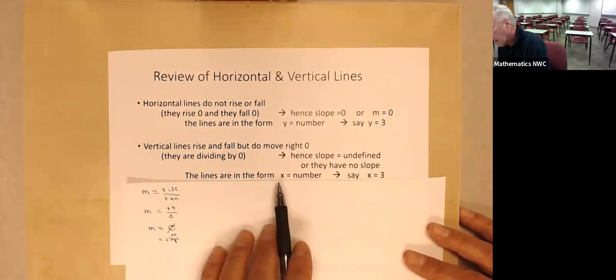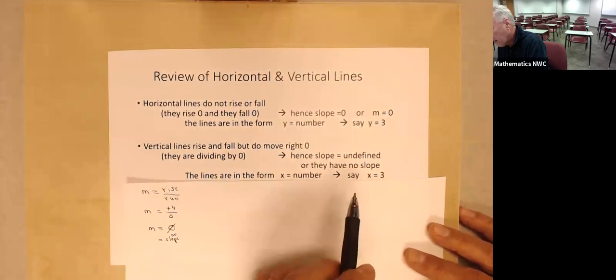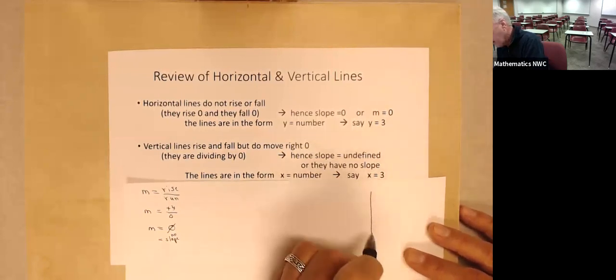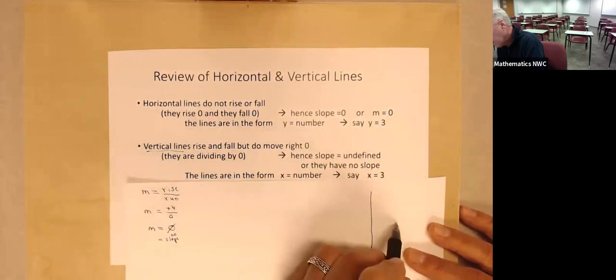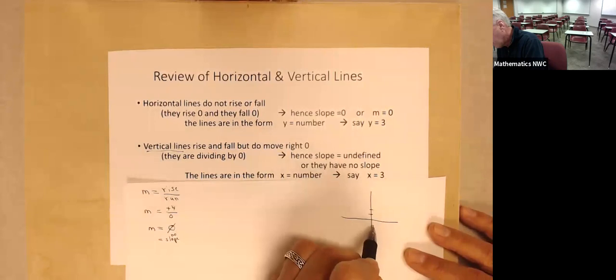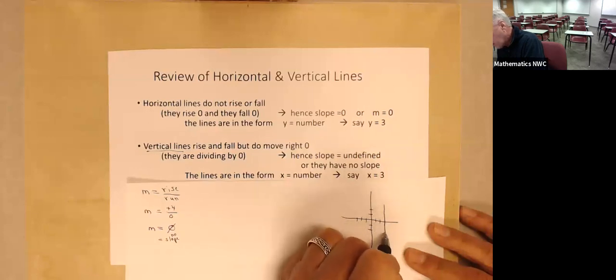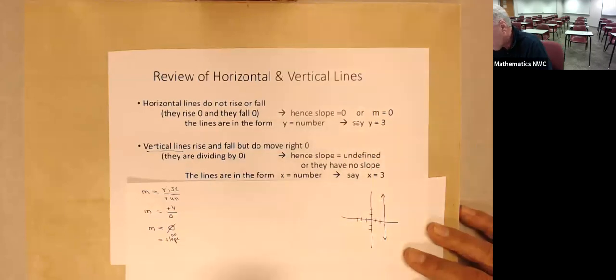Those lines are in the form x equal to a number. So if I have x equal to some number, it's going to be a vertical line, in this case, x equals 3. So it's a vertical line that goes through all the values where x is equal to 3.